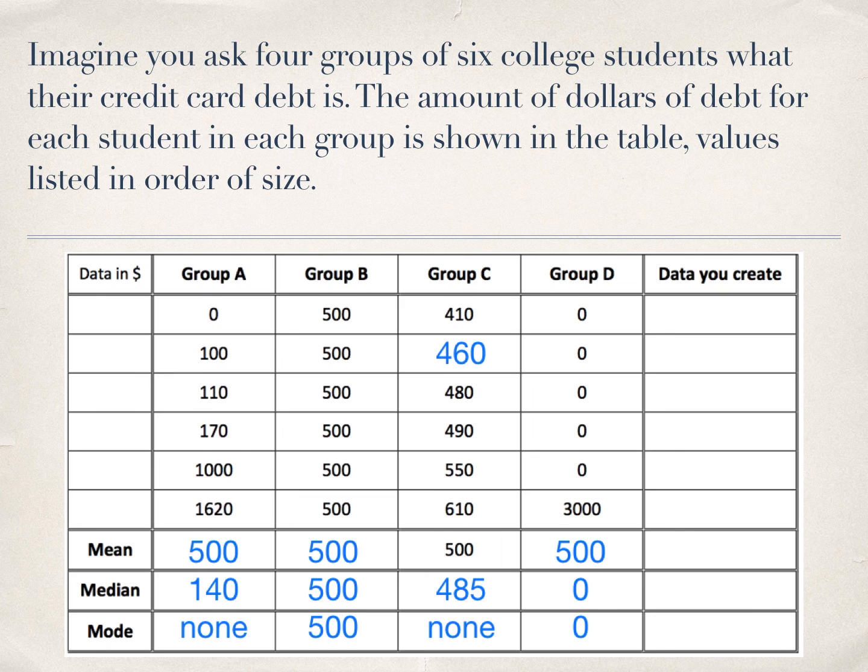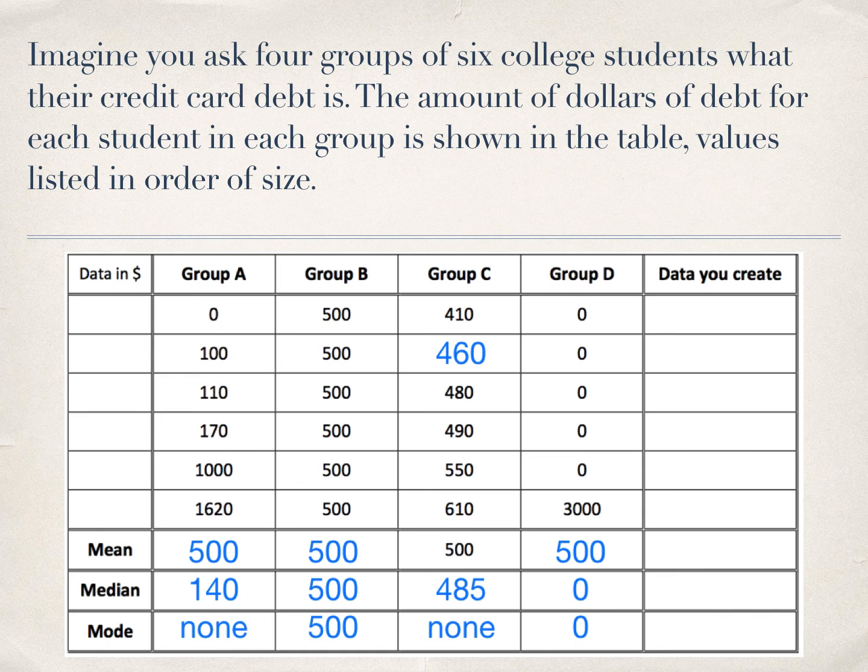Let's take a look at the median. Going back to group A, there are two middle numbers, 110 and 170, and the average of those is 140. So the median for group A is 140. In group B, the median is the average of the two middle numbers again, which is 500 and 500, so no surprise, 500. Group C, the two middle numbers are 480 and 490, so the median is 485. And group D, the two middle numbers are 0 and 0, so the median is 0.